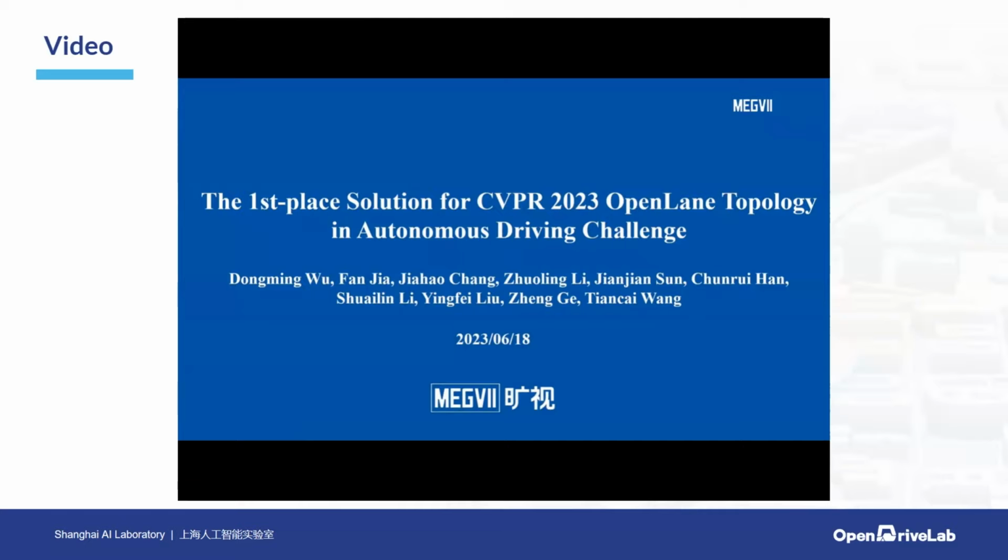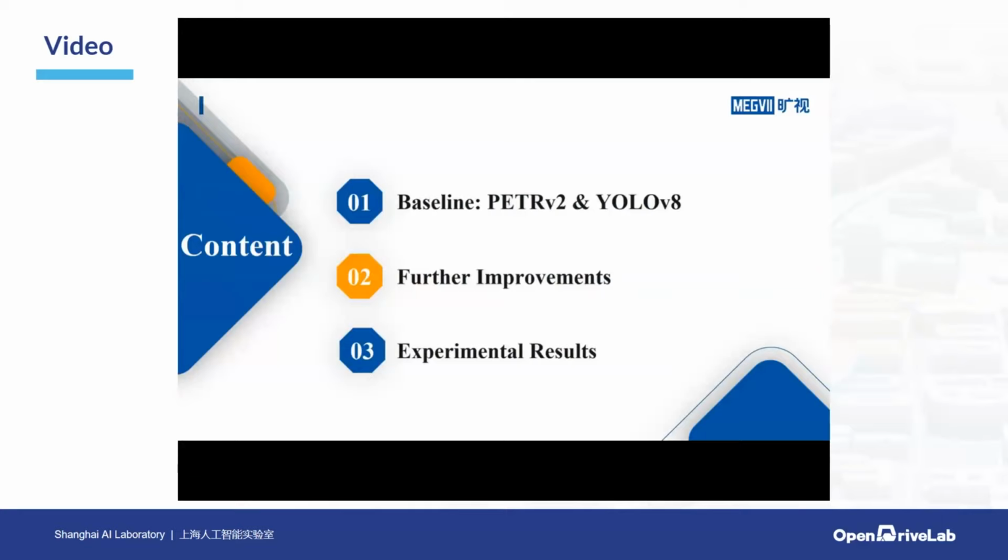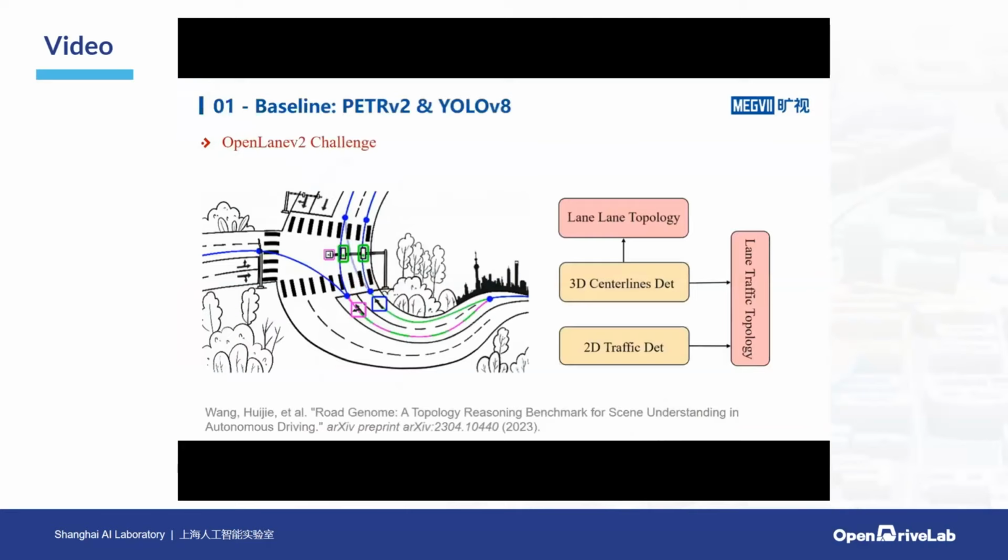We developed our model for high performance. OpenLane's target is to understand the structure of the roads by considering the relationship between the entities, such as traffic elements and lanes. So this is our concept of a driving scene that describes traffic elements and their relationship to the lanes. This has four subtasks, including the 3D centerline detection, the 2D traffic element detection, the topology relationship between traffic elements and the 3D lines, and the topology relationship between different 3D lines.